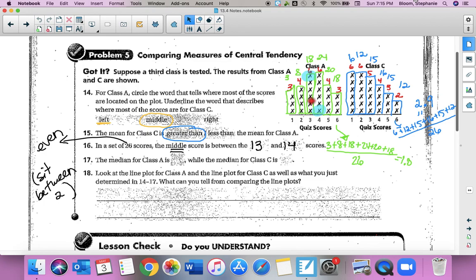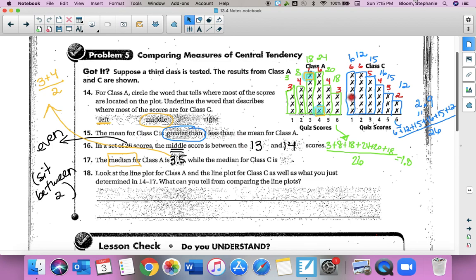Okay? So when I'm looking for the median for Class A, so I'm looking for that middle number. It's between, so I have a 3 and a 4. So I'm taking, let's do that over here. Doing the average, so add them up and then divide by, there's only 2 numbers, so I divide by 2. So that would be 3.5.